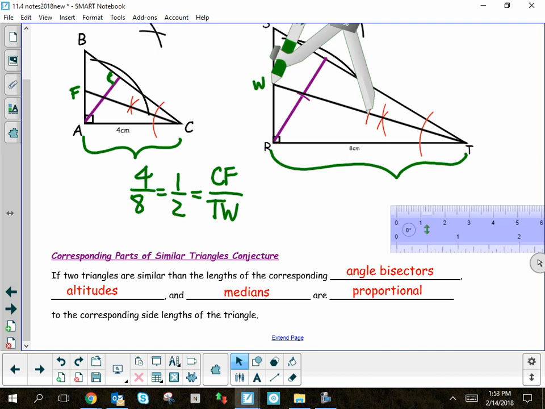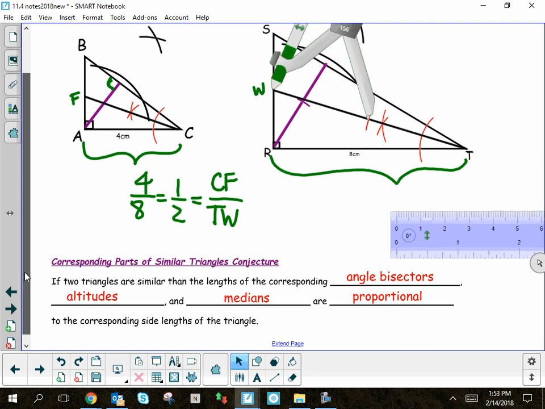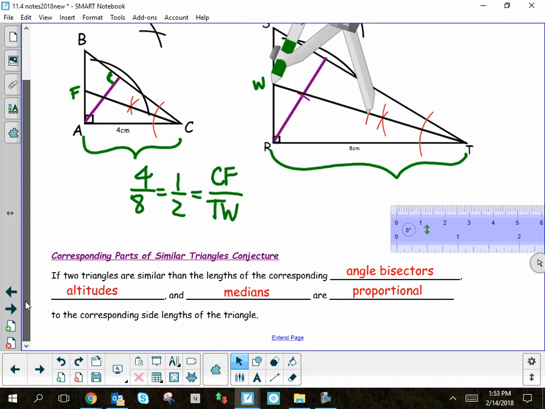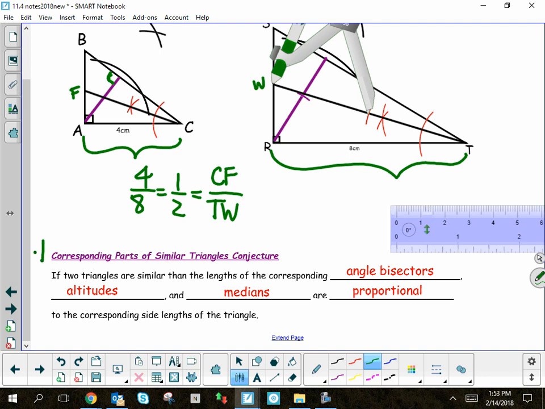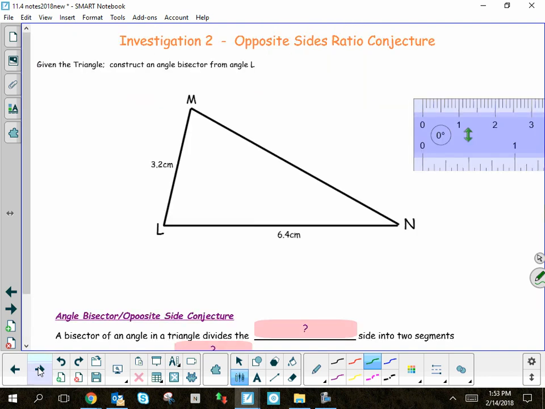So again, the side lengths were 4 to 8, which was 1 to 2. Okay, and this is the first conjecture that you're going to have memorized. So put a star or whatever it takes next to that conjecture. Okay, let's go to the next investigation.